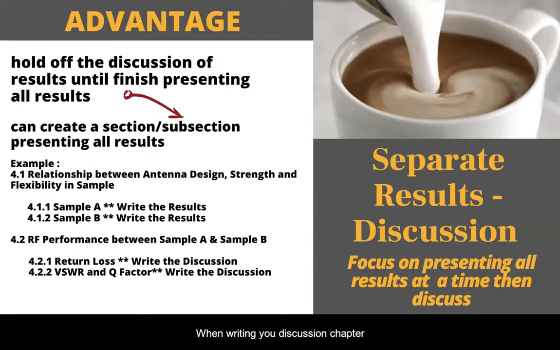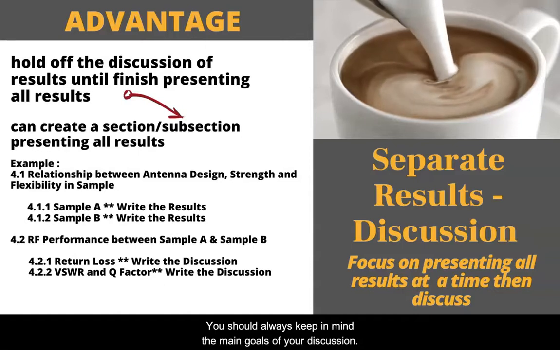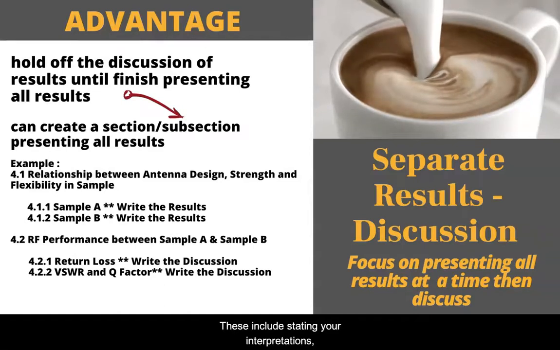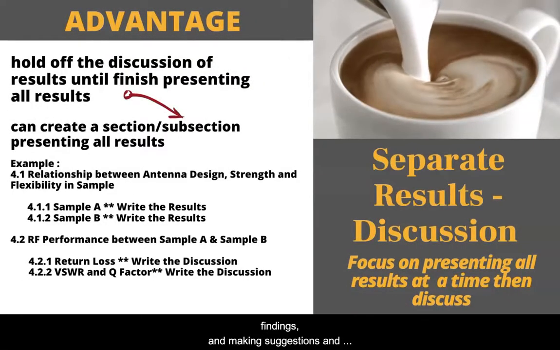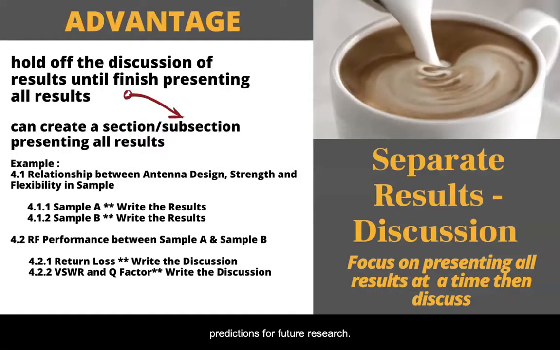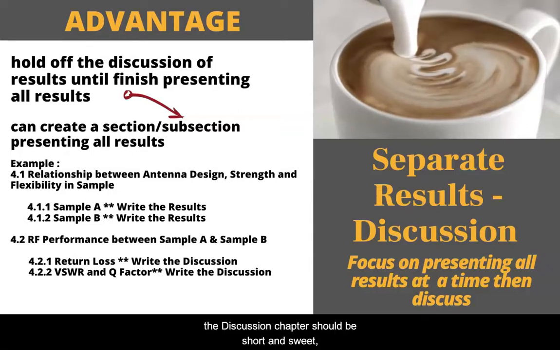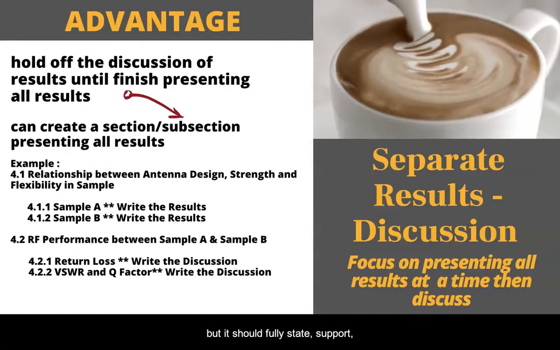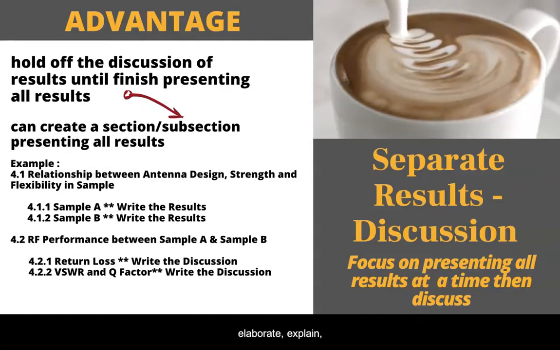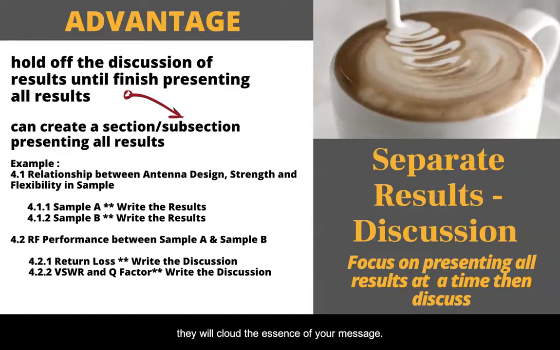When writing your results and discussion chapter, you should always keep in mind the main goal of your discussion. This includes stating your interpretation, declaring your opinions, explaining the effects of your findings, and making suggestions and predictions for future work. To ensure your message remains crystal clear, the discussion chapter should be short and sweet, but it should fully state, support, elaborate, explain, and defend your conclusion. Side issues should not be written because they will cloud the essence of your message.